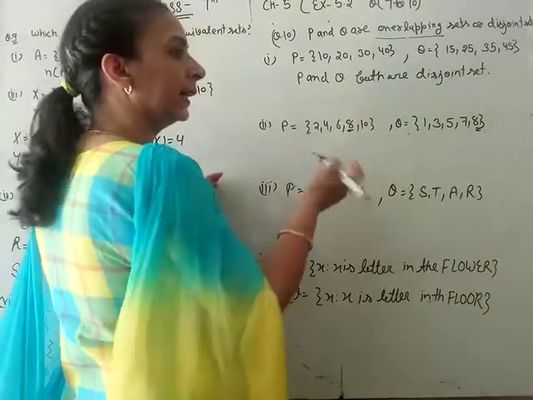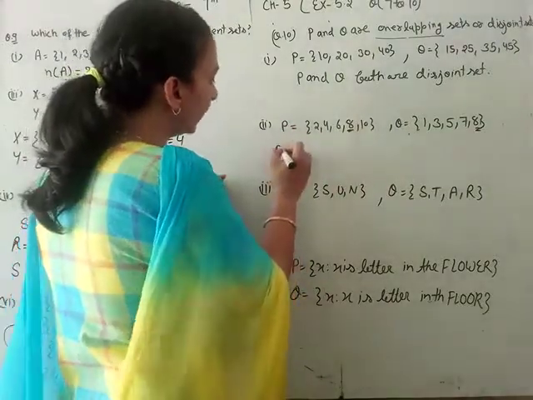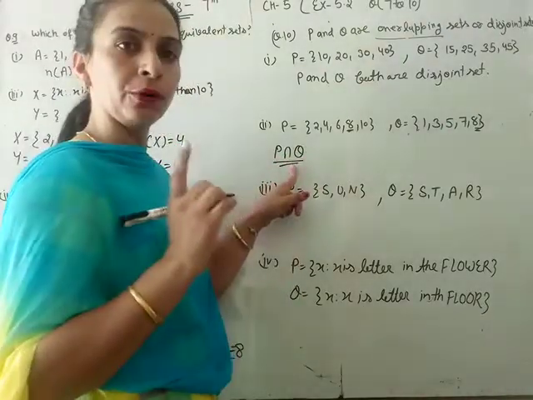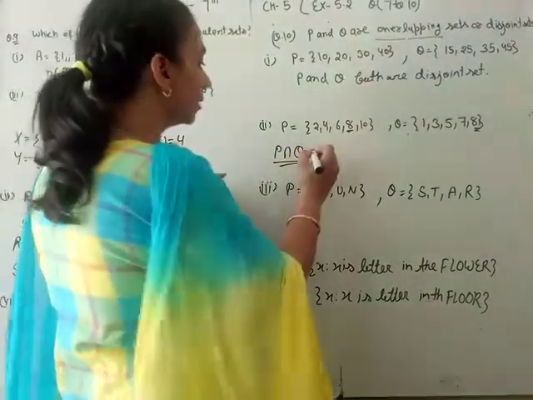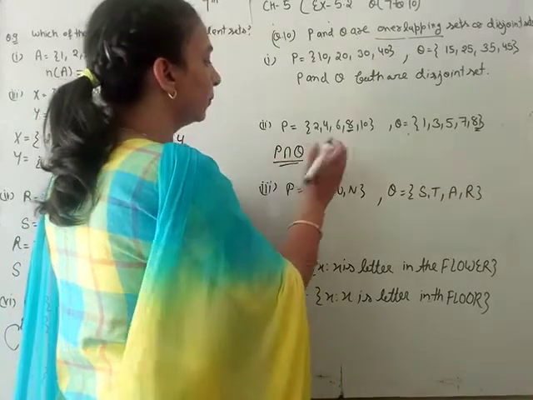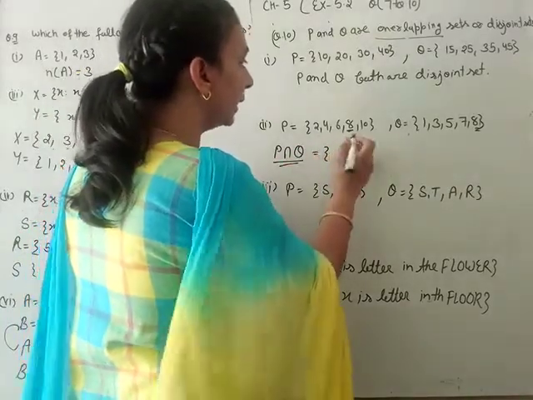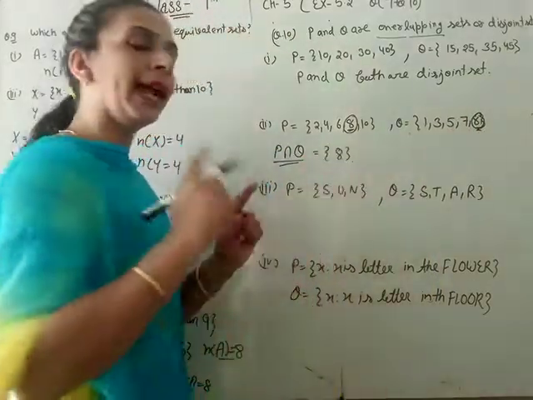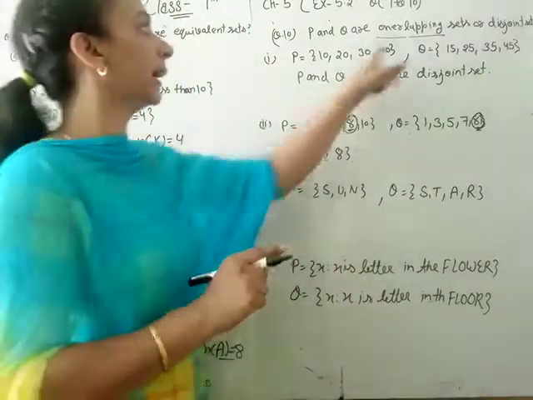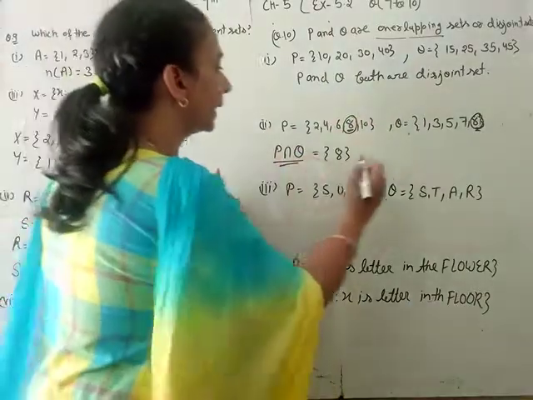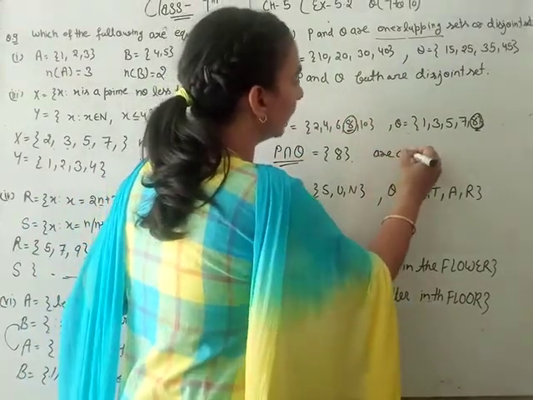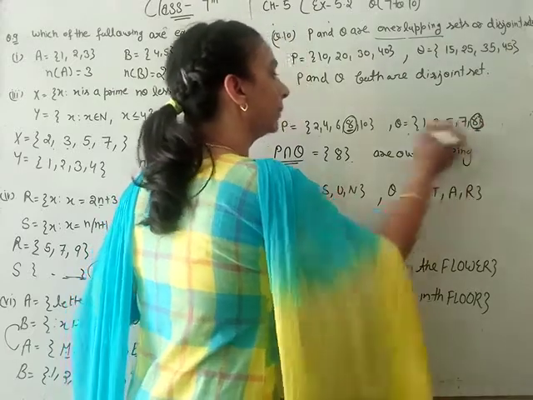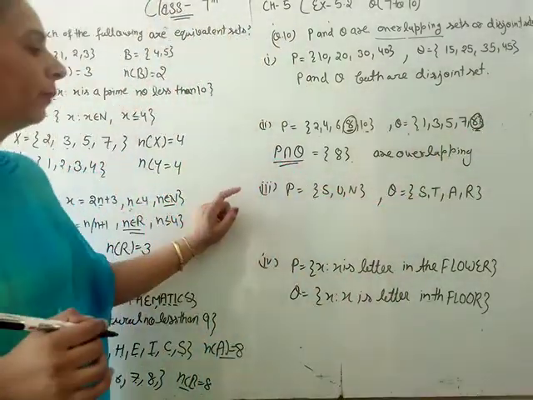So common means we write this as P intersection Q. Okay, if we take only the common elements, then it is denoted by the notation P intersection Q. And in P intersection Q, there is only one element matching, 8. Okay, and if at least one element is common, then these are overlapping. So P and Q are overlapping. Okay, there is one element common, so these are overlapping.